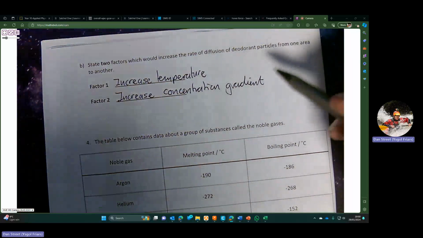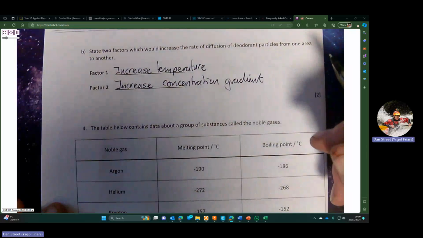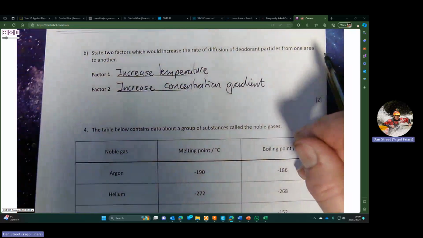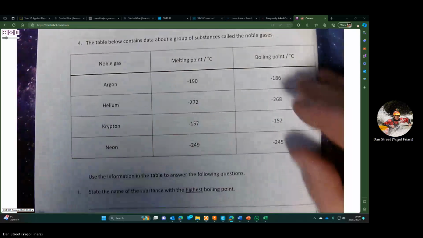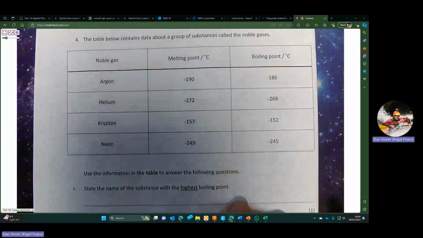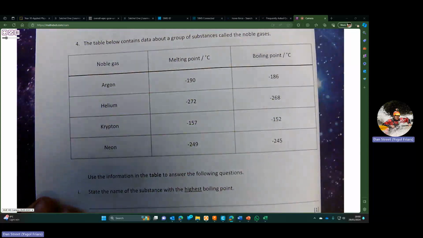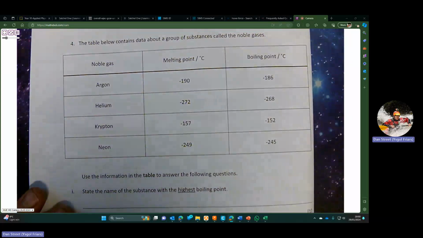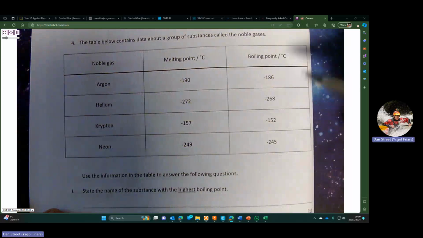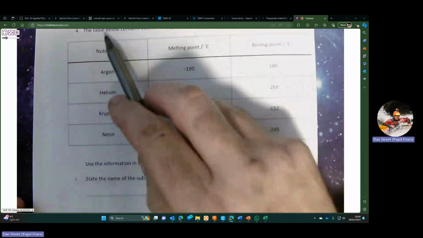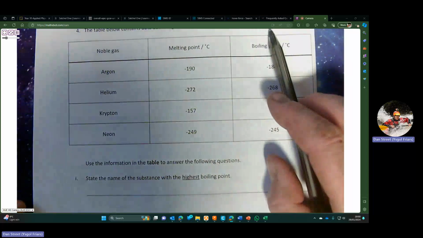Okay, so that would be the 2 main answers to increase the speed of diffusion. Okay, this next question, I think some people weren't quite sure about manipulating negative numbers. Okay, you did recognise there were negative numbers, but perhaps you didn't fully understand which way around to work with them. So the table below contains data about a group of substances called the noble gases.